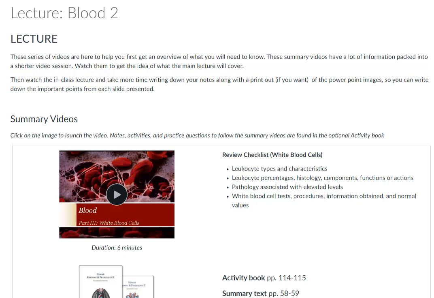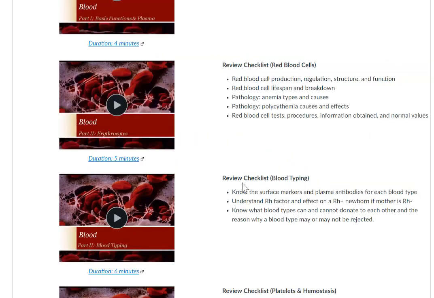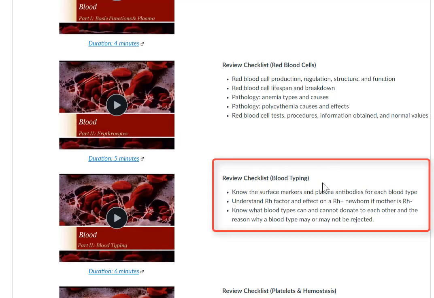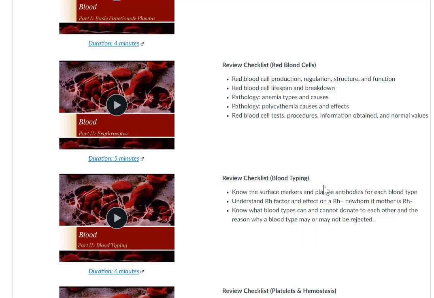You should also know about blood typing. We can see here the review checklist for blood typing. Essentially, you're going to need to know for each blood type what the markers on the cell are, as well as what the antibodies in the plasma are. And then what blood type can donate to the other and why. Not just, oh, one is a universal donor or one's a universal recipient. That's not a proper answer. You need to know why.